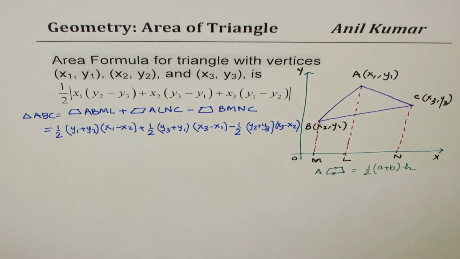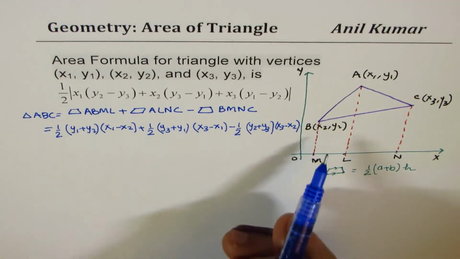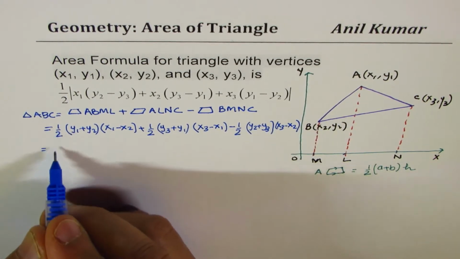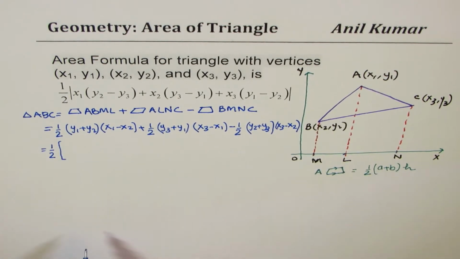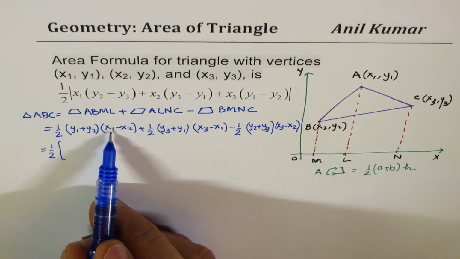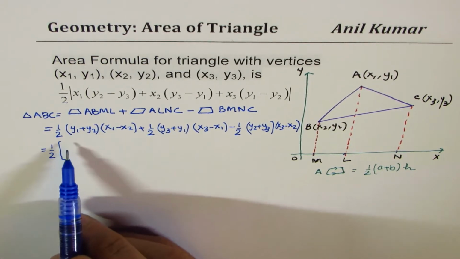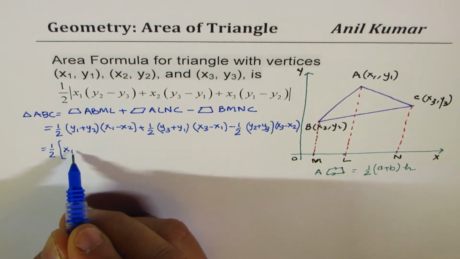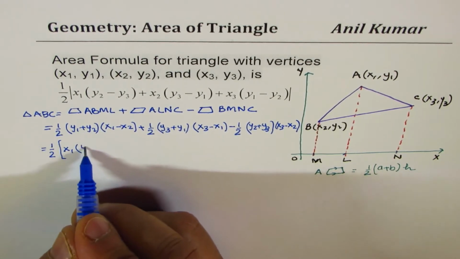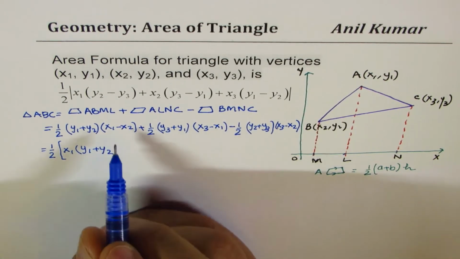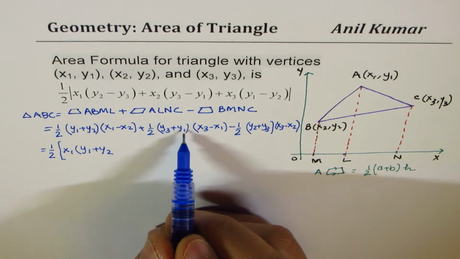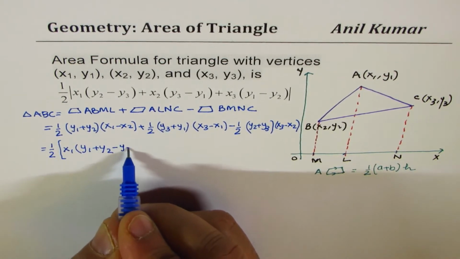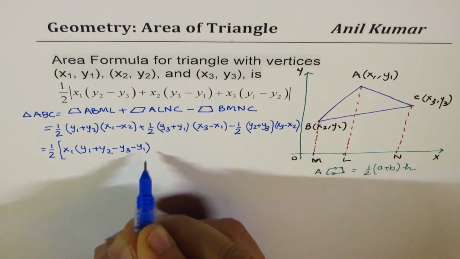Perfect. So that becomes the area of our triangle. Now we can take this half common. It's with all these factors. And now let us look into what do we have with x1. So we'll kind of factor x1, right? So with x1, you will notice we have y1 plus y2. Let me write that, y1 plus y2. And then we'll have x1 with a negative sign. And here we have y3 and y1. So we'll do minus y3 minus y1, correct?